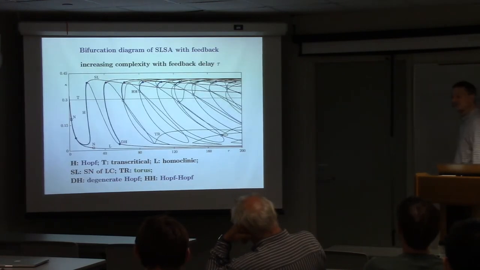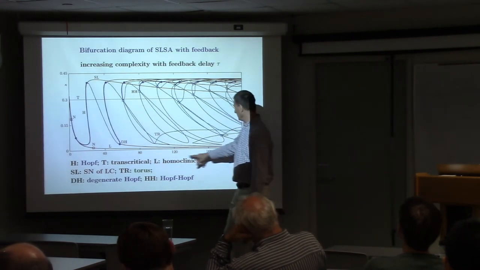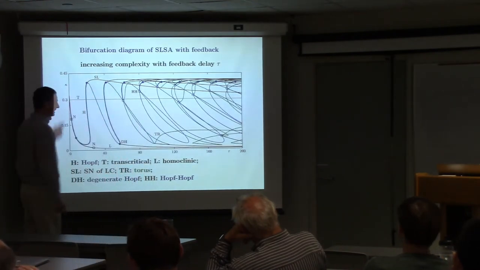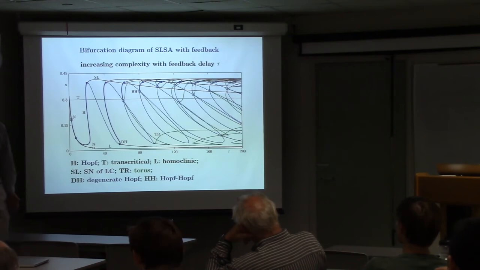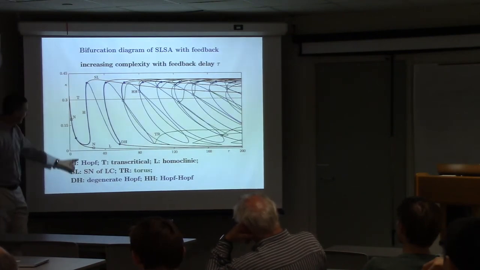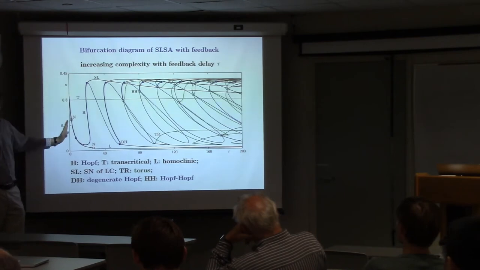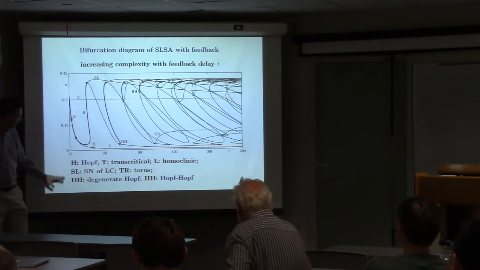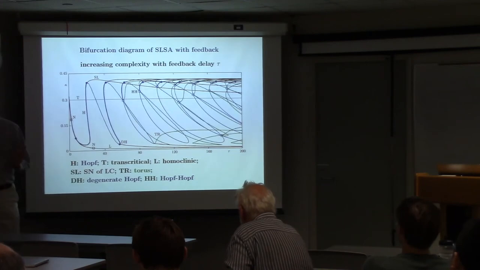Okay, this is just one bifurcation diagram in kappa and tau. This is tau, that's the delay. This is kappa, the feedback strength. And you can already see it's a little bit more complicated than we have for just the ODE, okay? So the ODE case happens when tau is zero. All these bifurcations sort of disappear, and you get back to what you know is actually there. This is for the excitable case. You get Hopf bifurcations, transcritical, homoclinic, saddle-node of periodic orbits, tori, and so on.